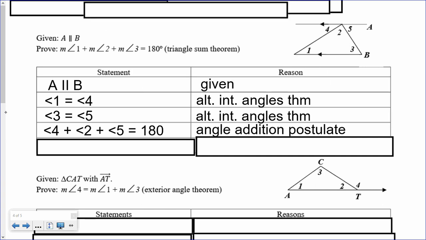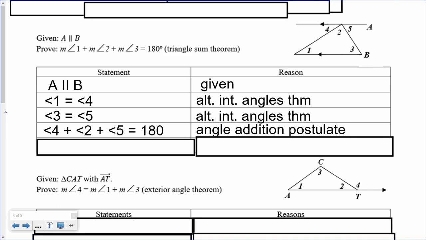Angle addition postulate. Angle 4 plus angle 2 plus angle 5. Yes, they're a straight angle. So I can say that because they add together to create a straight angle, using the angle addition postulate gives me that equation.